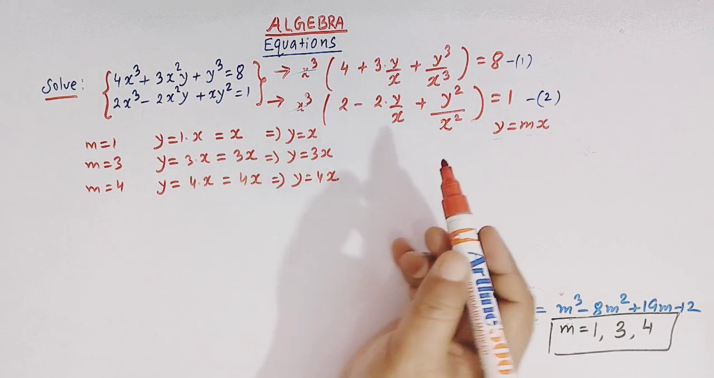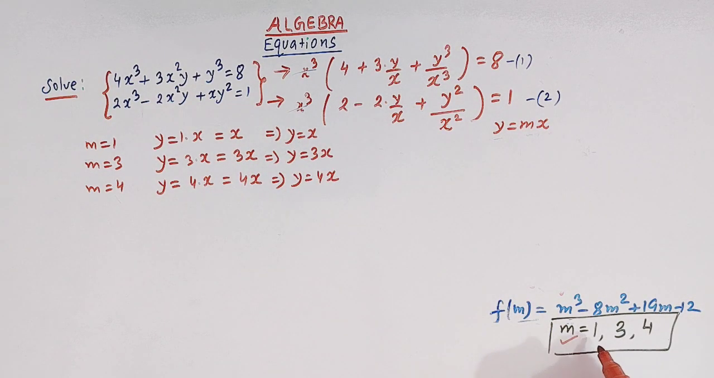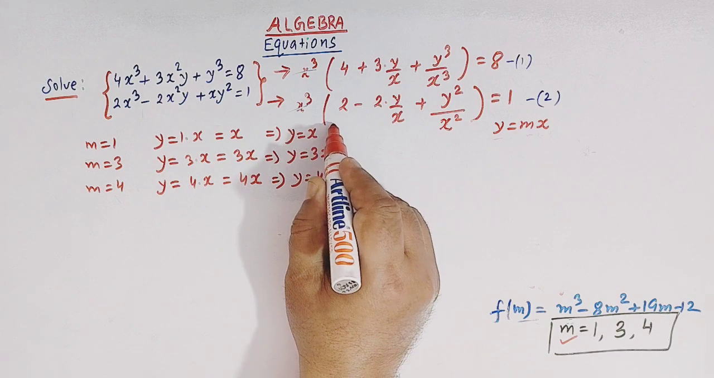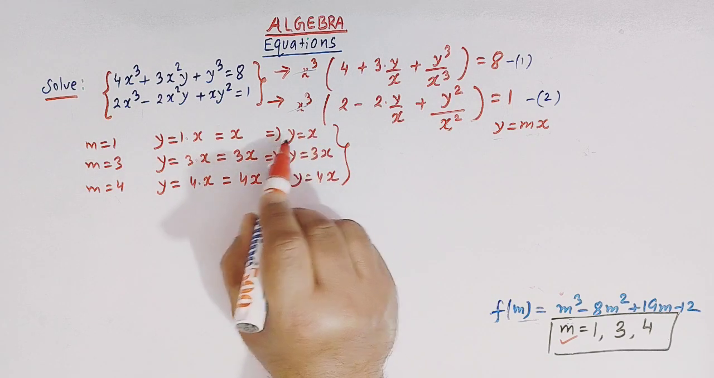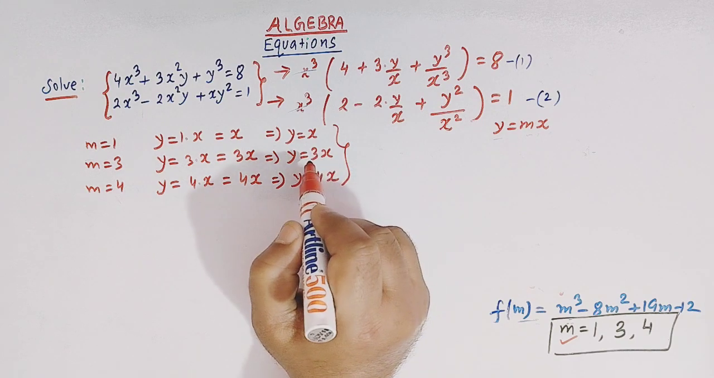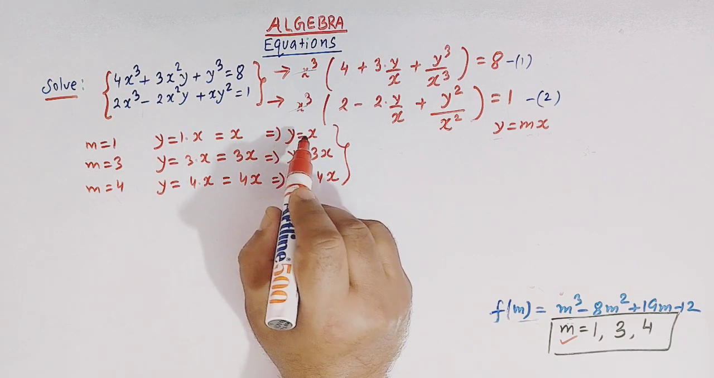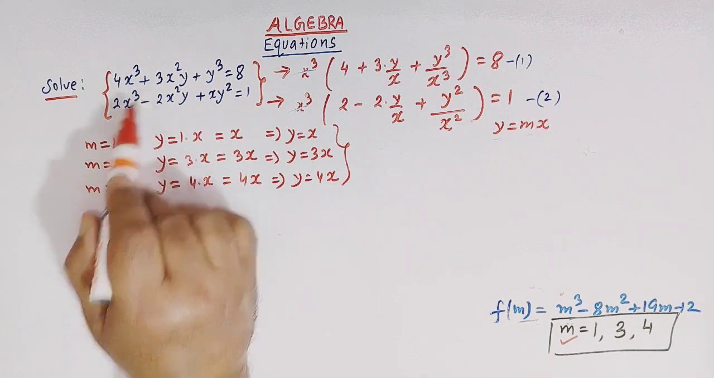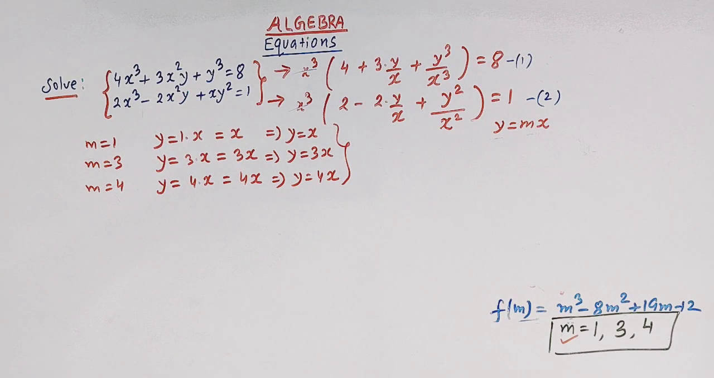So now once we have obtained the values of m as 1, 3, and 4, we can now write the values of x and y by using these relations and substituting these relations one by one in any of the two equations.